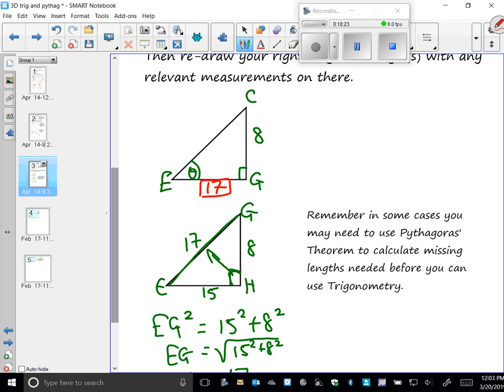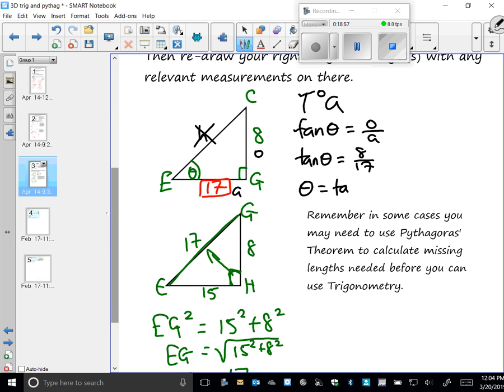It's Emily out. So why did you choose tan, madam? So we label our H, O, A. H is useless to us. It's O and A, so Emily's chosen TOA. We're trying to find the angle, so we always cover up the first letter. So we would say tan of theta is opposite over adjacent. So tan theta is 8 over 17. Theta is tan to the minus 1 of 8 over 17.